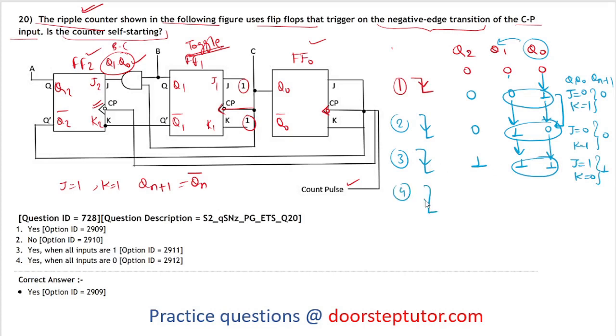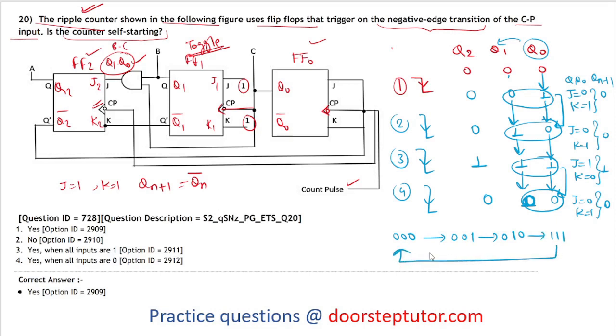Now in the fourth clock, in the negative edge transition, this will again change from 1 to 0, and this is working as a negative edge for flip-flop 1, so it will change its status from 1 to 0. Now AND operation of these two is 0, so J is 0, K is 1, so our output is going to be 0. And now you can see we have started from 0, 0, 0 and we have come back to 0, 0, 0 again. So this counter is moving in different states like this: 0, 0, 0 to 0, 0, 1, then 0, 1, 0, then 1, 1, 1, and from 1, 1, 1 again it goes back to 0.